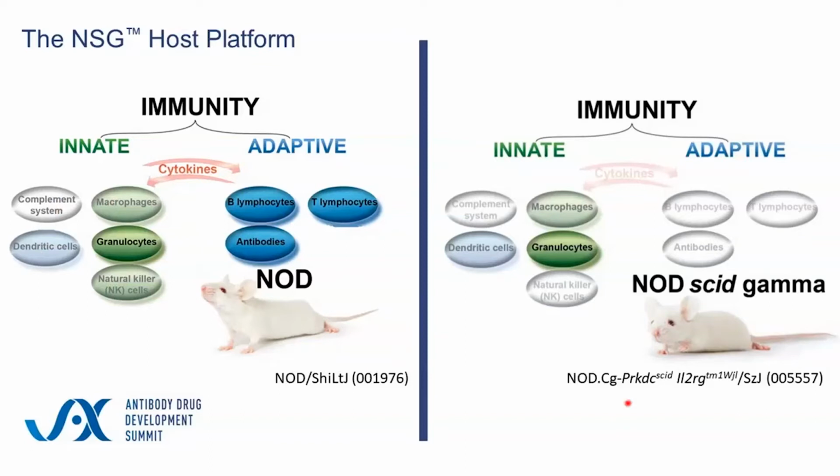And then you add in the SCID mutation, which is on the repair side of VDJ rearrangement. You lack the ability to rearrange B and T cell receptors, so you don't have functional B and T cells.